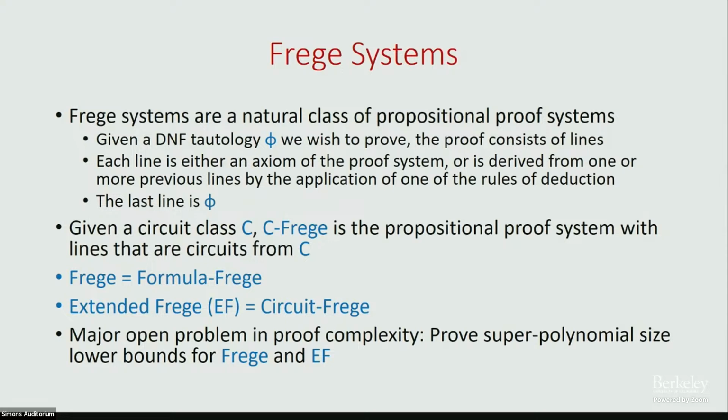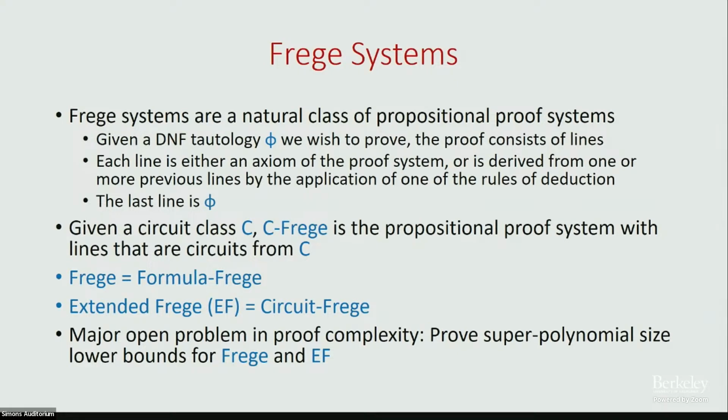And we have to consider systems where the lines belong to some circuit class. The more expressive a line is, the stronger the proof system seems to be, or the greater its power. So Frege stands for proof systems where the lines are formulas, and extended Frege where the lines are circuits. I haven't told you much about what the rules of deduction are. It turns out that these notions are quite robust, and for many different kinds of rules of deduction or formalizations, these classes Frege and EF are the same. And a major open problem in proof complexity is to prove lower bounds for these proof systems.